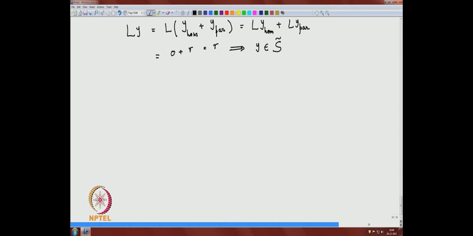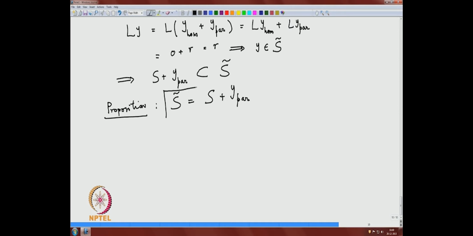So, if you start with any particular solution of your choice and add a solution from S, you get a new solution in S tilde. This immediately tells you that S plus any particular solution is always contained in S tilde. The interesting proposition, which you can prove with a one line proof, is that S tilde is in affine form given by a particular solution.